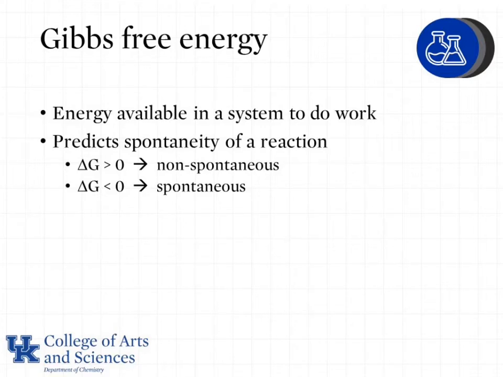Early work tried to relate spontaneity to either enthalpy or entropy, and while they found that it worked many times, it didn't work all the time. And so delta G is actually a mathematical expression that accounts for both the entropy and enthalpy of a reaction to predict whether it will happen spontaneously.